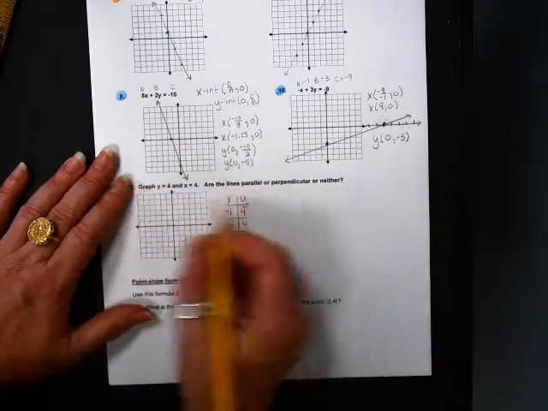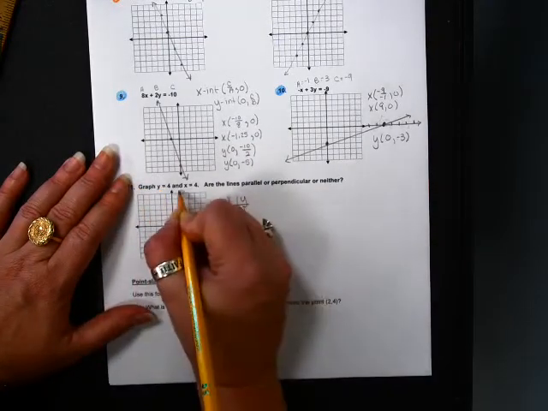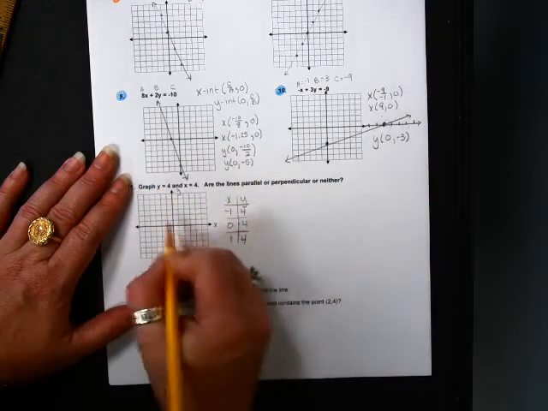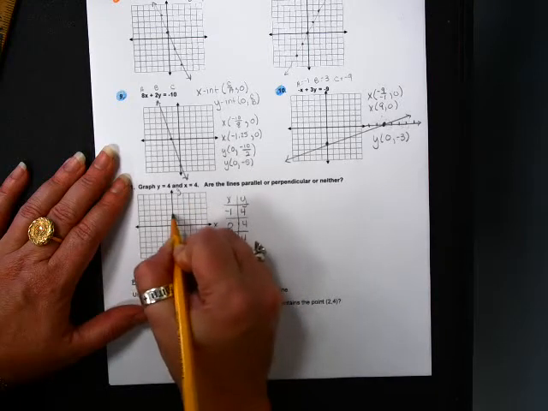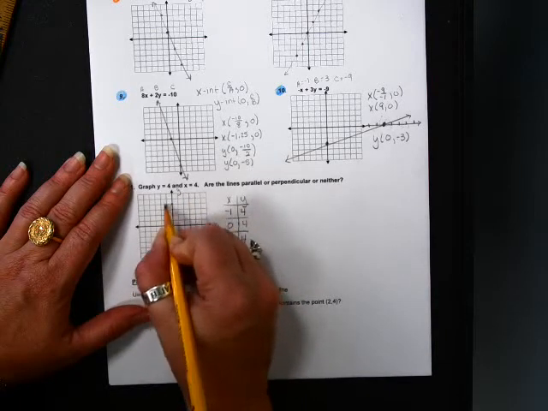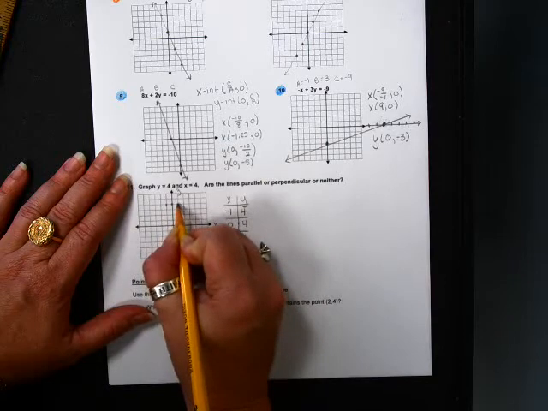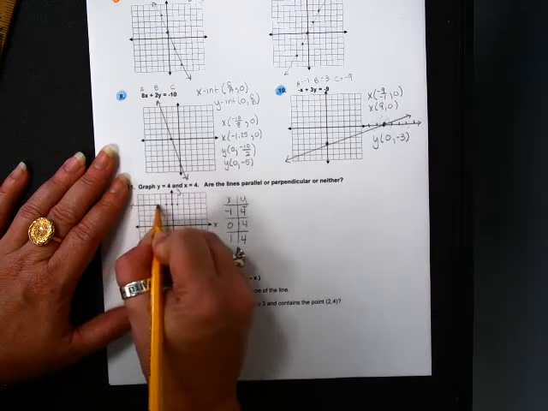So to draw that, here's my x-axis, here's my y. I can plot these points, 0, 4, negative 1, 4, 1, 4. It's going to be this line right here.